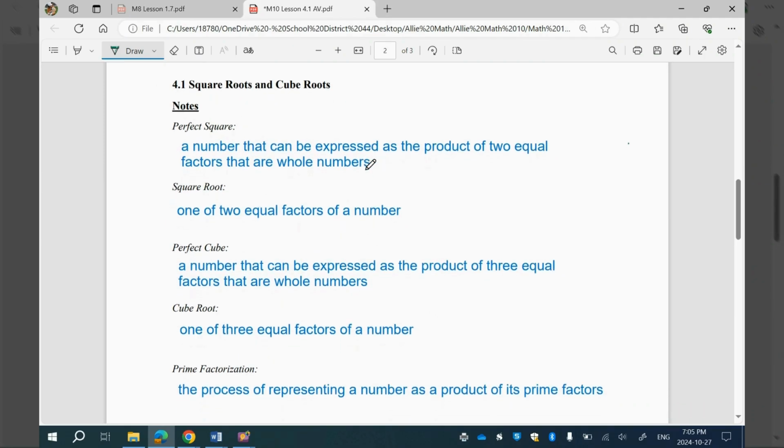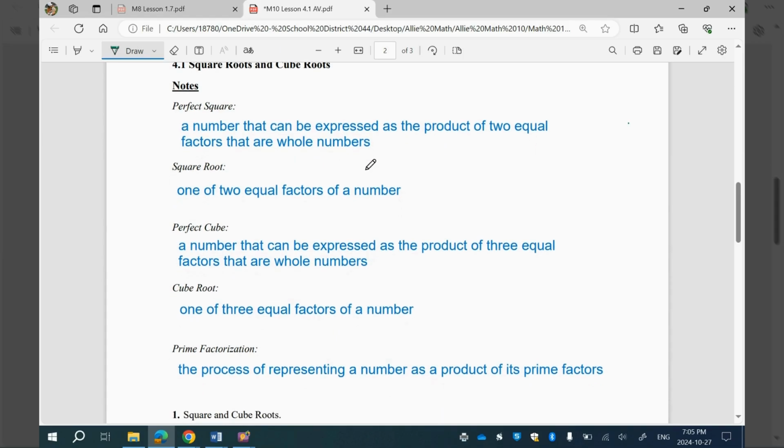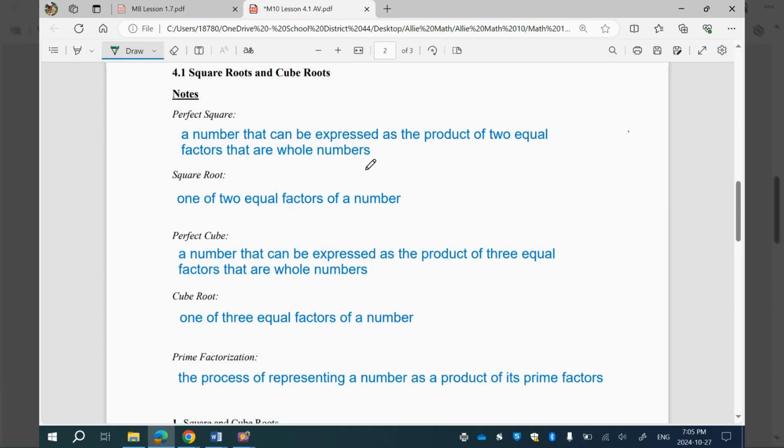If you could write out all these definitions, I'll explain them as we go, and if you need me to pause for more time to write, I can do that.